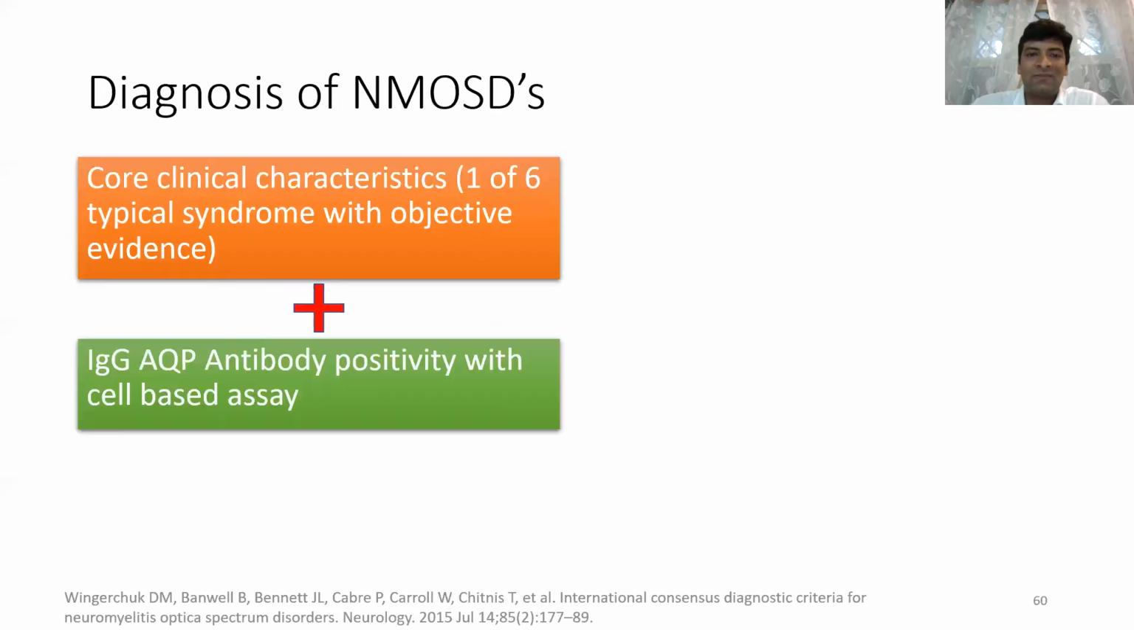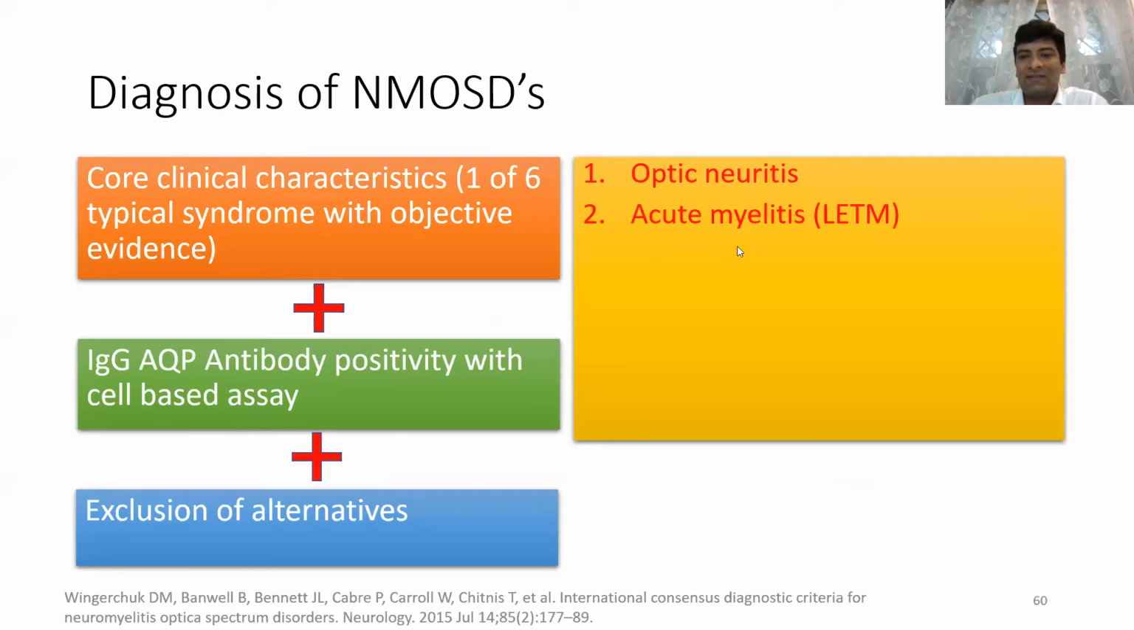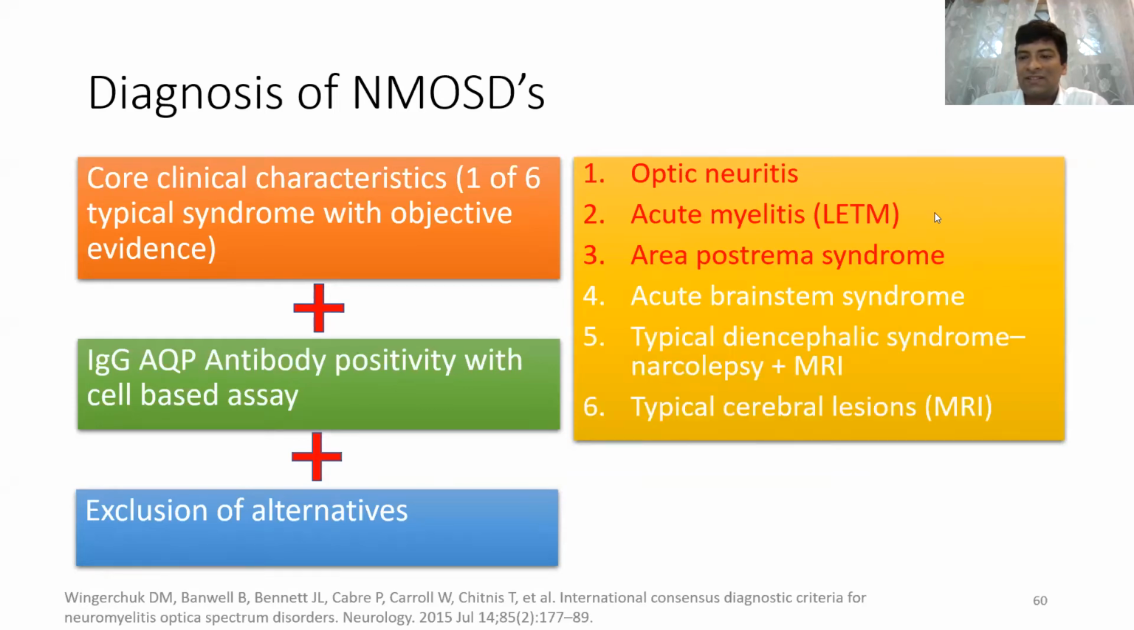And of course, NMO: one of the 6 syndromes with an antibody positivity, and exclusion of alternatives. The main 3 are optic neuritis, acute myelitis, and area postrema. And 2 of these is sufficient, even if the antibody is negative. And the others, as we said, are acute brainstem syndromes, diencephalic, and cerebral lesions. So I'm done here, and I'll stop my sharing. If there are any questions, please feel free to ask.